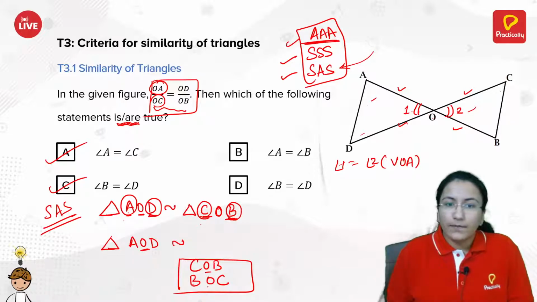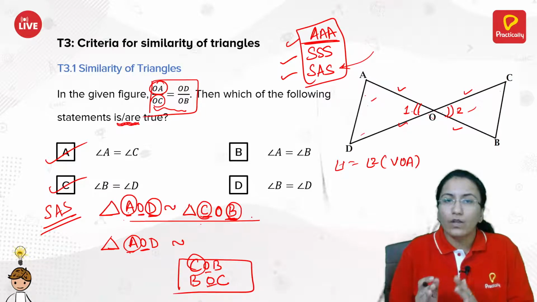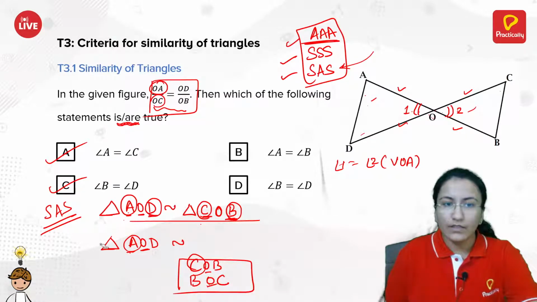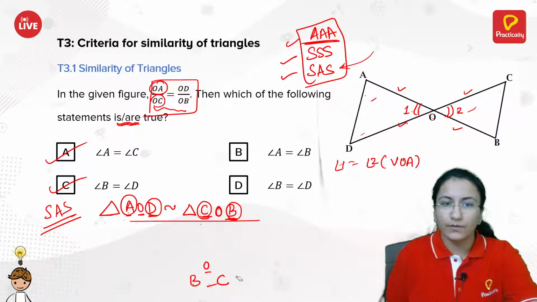Angle O is definitely equal to this angle forming at O. That's why O is in the same place in both, right? So AO is related with OC, so instead of A you will write C here. That's why triangle AOD is similar to triangle COB. So you have this result with you.